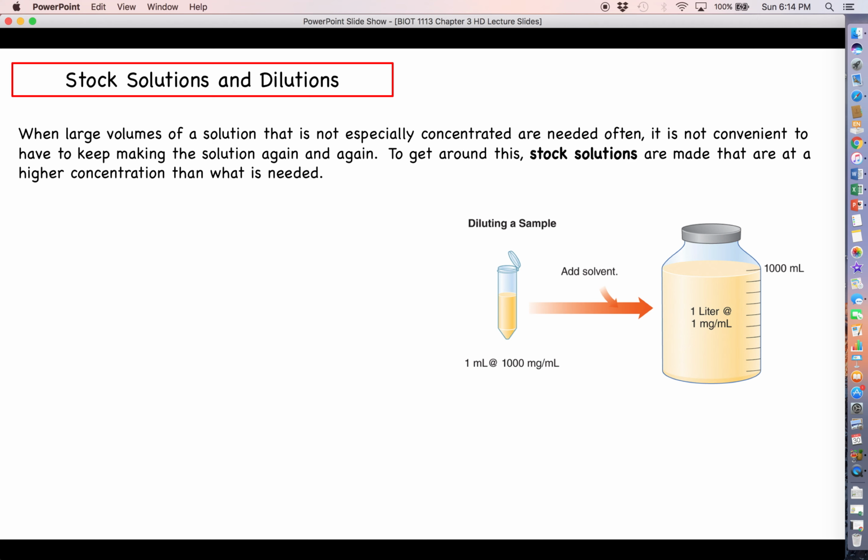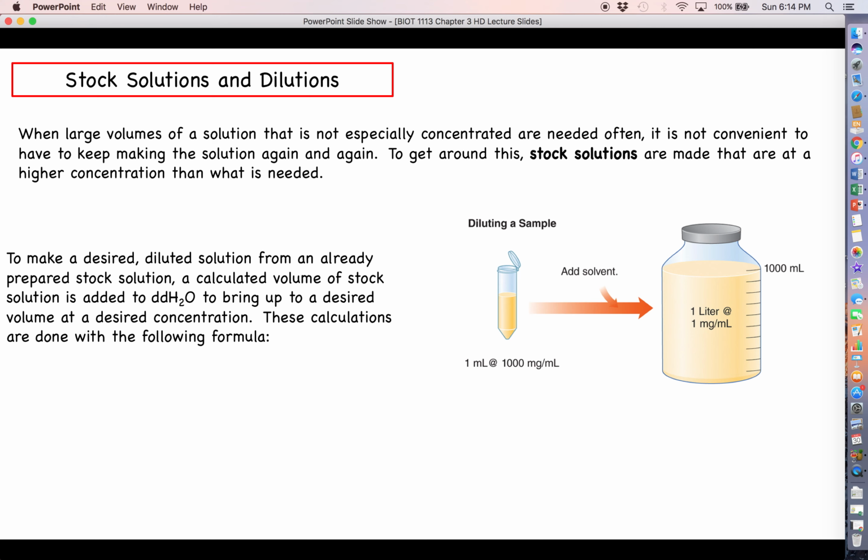So a stock solution is a solution that contains all the solutes you need, just at higher concentrations than what you are probably going to need. So the deal here is that you can just take your stock solution and dilute it down to get those solute concentrations down to what you actually desire. So in order to make a desired diluted solution from an already prepared stock solution, you would just calculate what volume of stock solution do I need to add to a certain amount of water in order to achieve the appropriate concentration of my particular solutes.